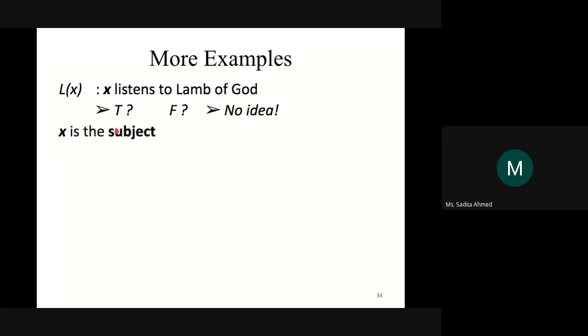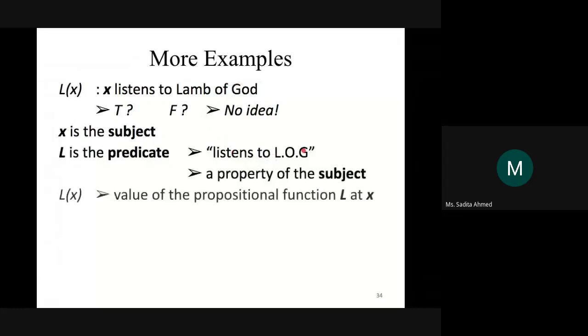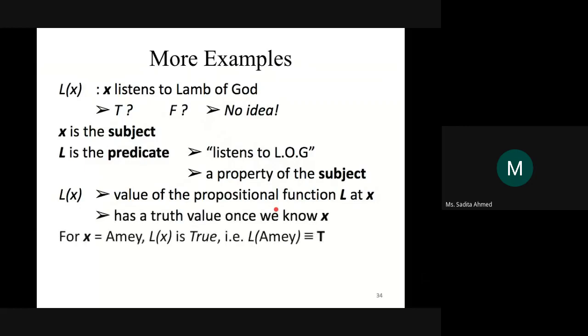x is termed as the subject, and the rest of it is termed as the property of the subject. So L is the predicate representing listens to Lamb of God, which is the property of the subject. Okay. Now L(x) is the value of the propositional function L at x, and will have a truth value only after we know the value of x.